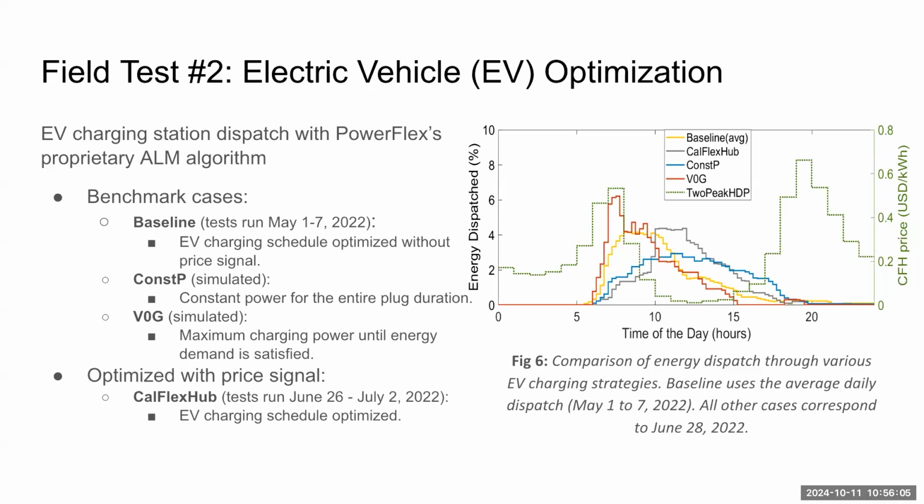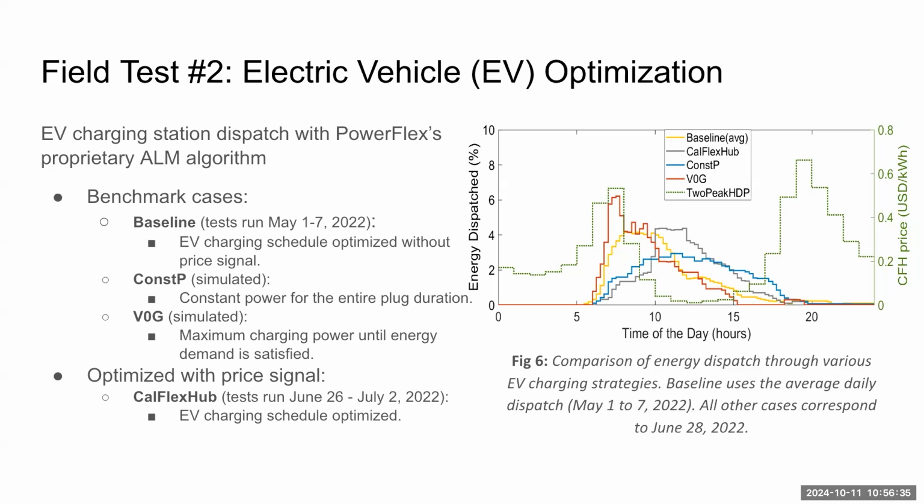It's the yellow line. And then what we simulated now is if we did this optimized charging, where we still took the real EV fleet, we took all the real cars, the real battery sizes, the unplug time and the plug-in time. But now we said, let's use the data and let's shift energy so that we can make the most money or have the least cost, really, for charging these cars. So that's what we call CalFlexHub. So that's the gray line.